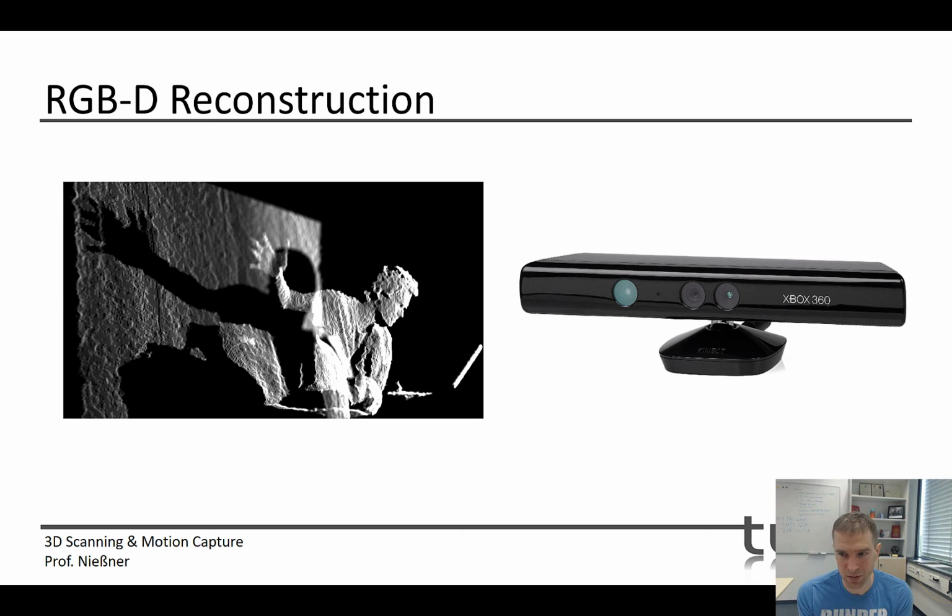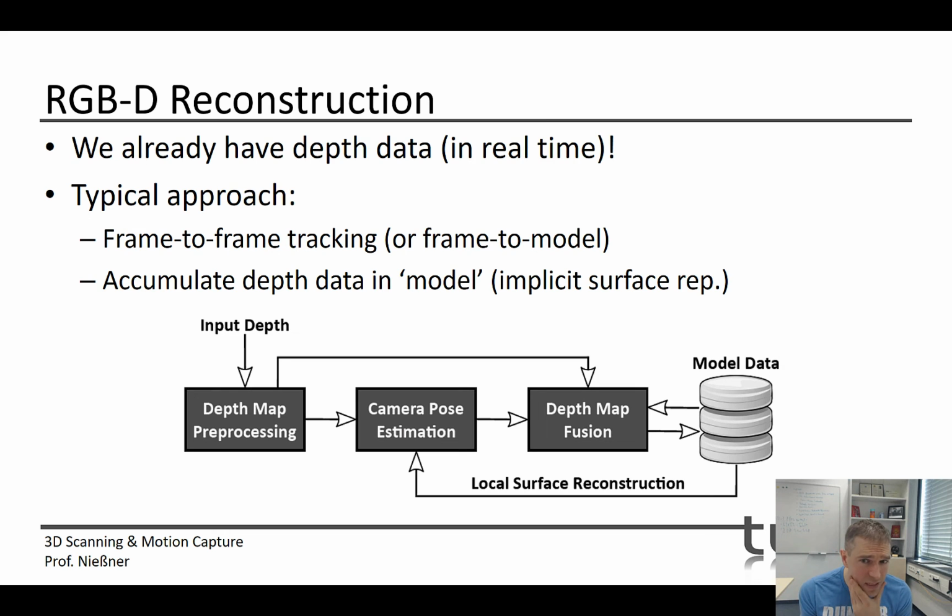So basically today we talked about multiple images, but I want to talk a little bit more in depth about RGB-D reconstructions, how you would basically do SLAM on a Kinect based on the tools that we have learned about. In this case, we already have the depth data that makes things a little bit easier to do in real time, and you also get dense reconstructions. A typical approach here is frame-to-frame tracking or frame-to-model tracking, and then you accumulate the depth data in a model, like an implicit surface. And this is a nice pipeline here.